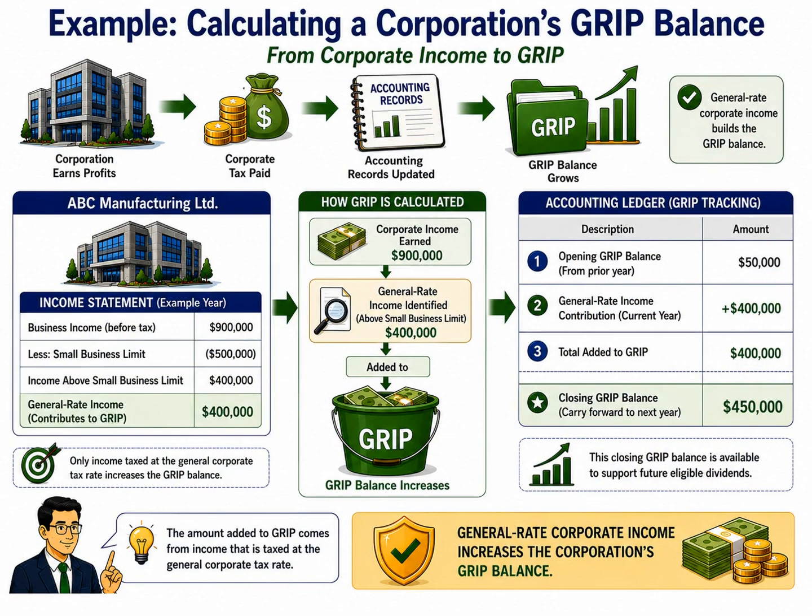In the previous section, we learned that the General Rate Income Pool, or GRIP, keeps track of income that has been taxed at the general corporate tax rate and may support eligible dividends. Now let's walk through a complete example to see how a corporation actually calculates its GRIP balance.